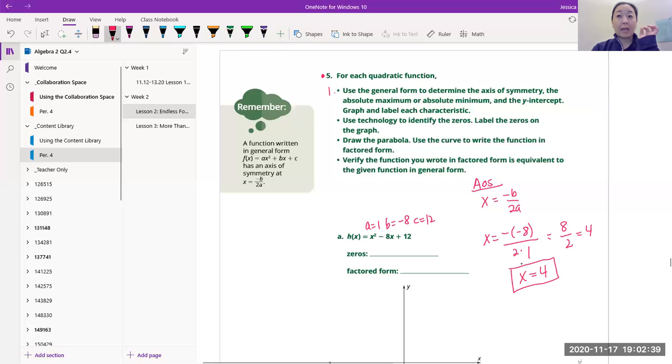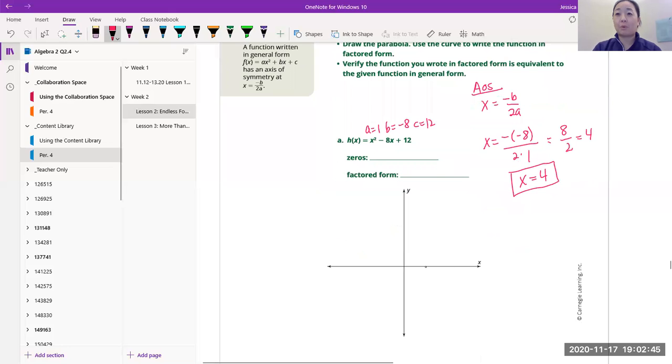Remember, AOS is not a value, it is an equation, right? So we need that equation so we know it is at x equals 4. I'm just going to go 1, 2, 3, 4. This is 4 right here, and this is my AOS. Remember, it's a dotted line because it's just a reference point, or a reference line, I should say.